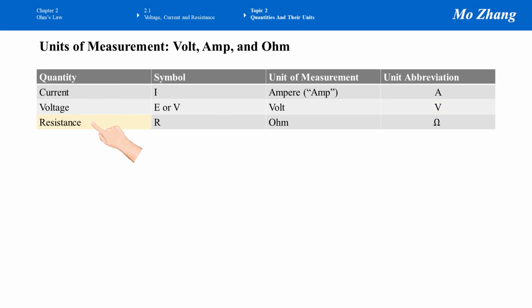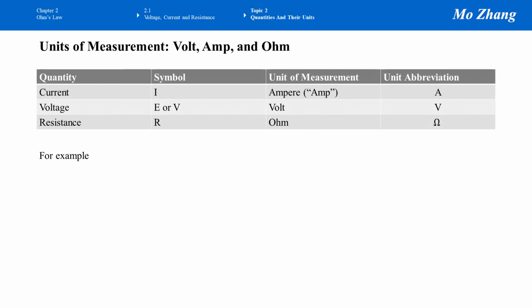The last quantity in the list is resistance. The symbol we use to represent resistance is R. The unit for R, the resistance, is ohm. Ohm was a physicist who did research in this area. To give him some credit, we use his name as the unit of resistance. The symbol that represents ohm is this horseshoe-shaped Greek letter called omega.